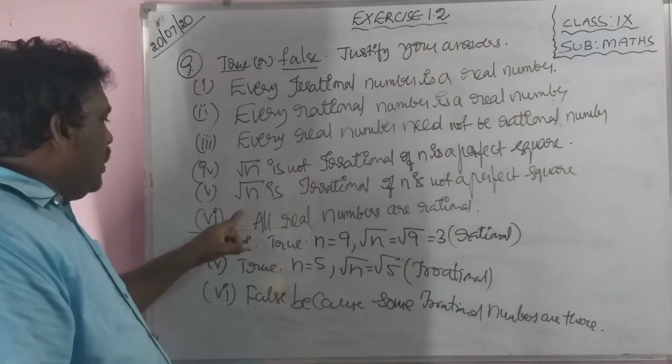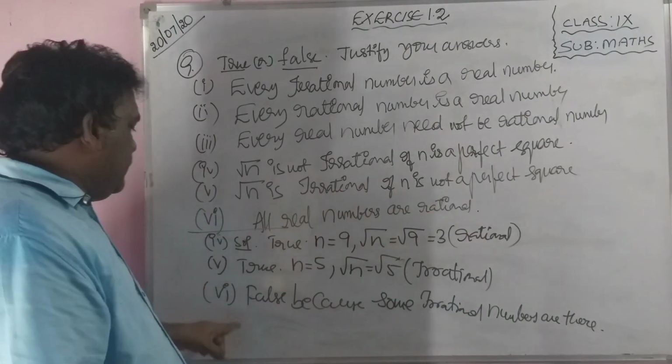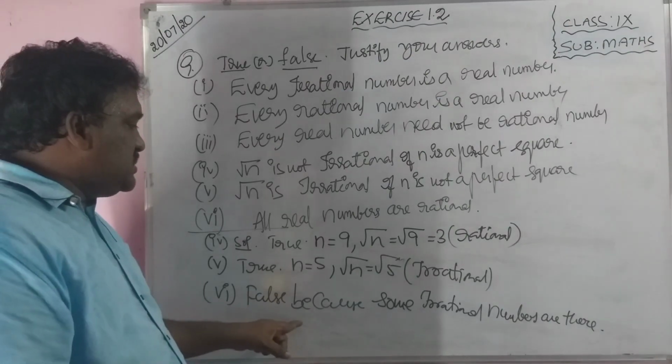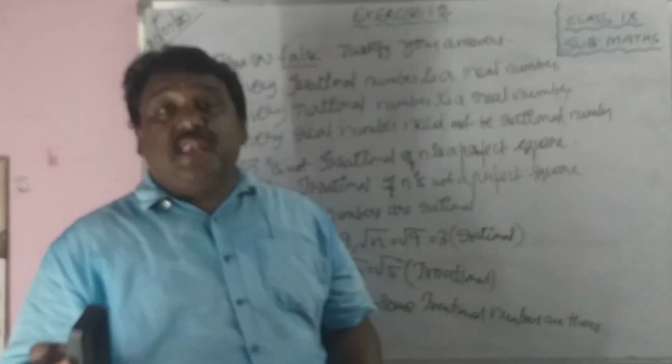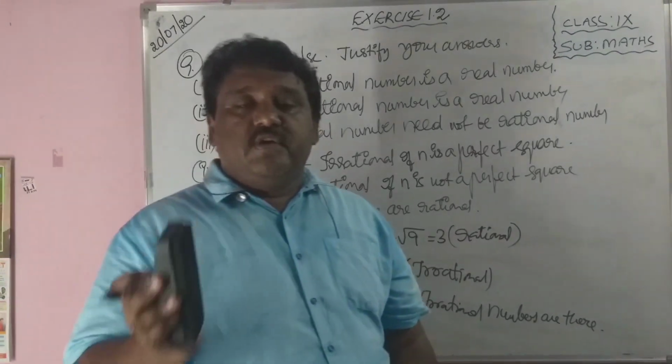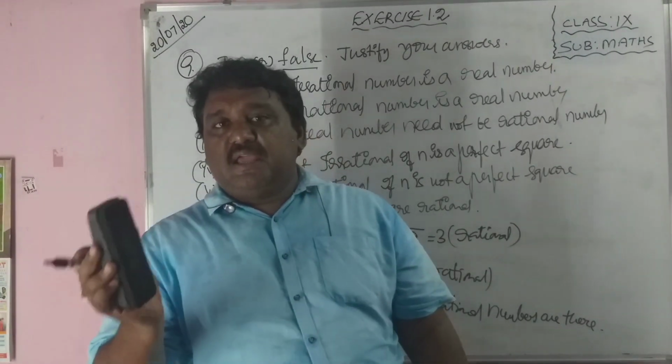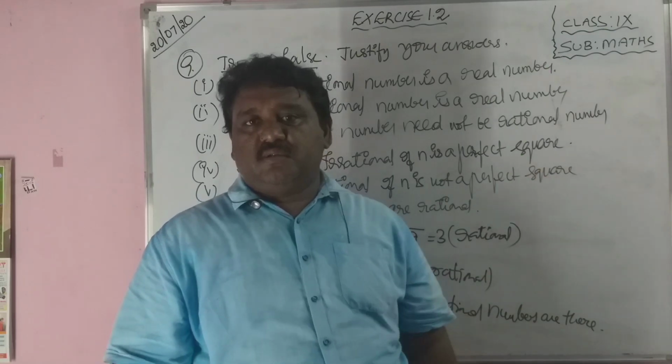Last one. All real numbers are rational. False because some irrational numbers are there, because real numbers is the combination of rational numbers and irrational numbers. Write down.